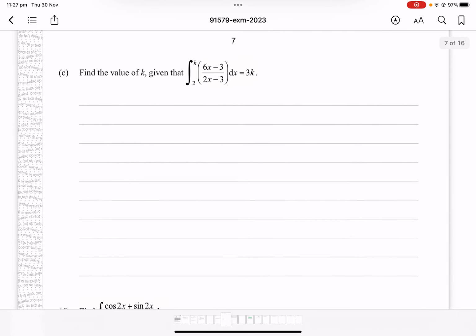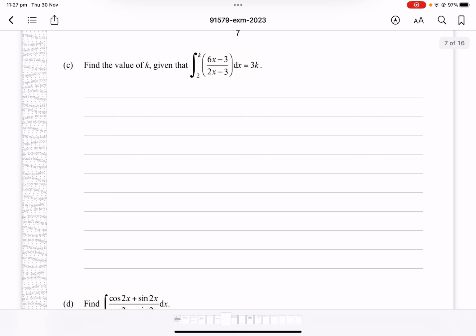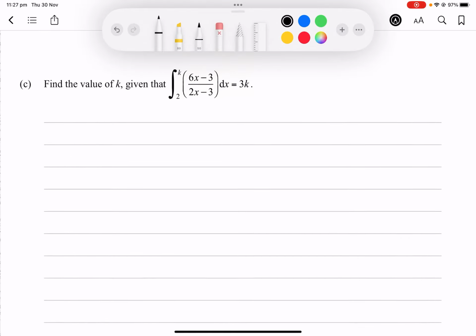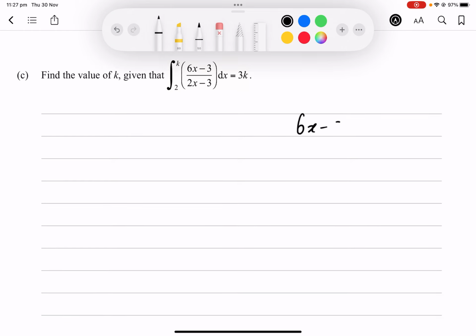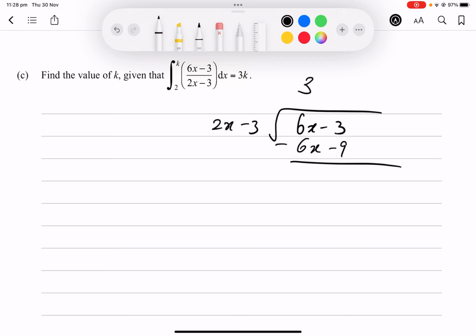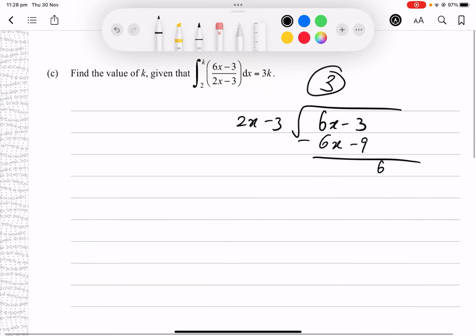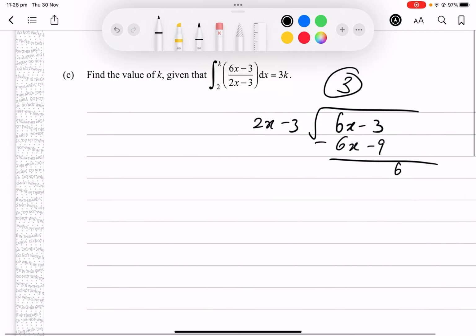Okay, next question. Find the value of k given that the integral between x equals to k and x equals to 2 of (6x minus 3) divided by (2x minus 3). So for these types of questions, I really just like doing a long division. Okay, so we simplify the problem. To get 6x, we need to multiply by 3. So we have 6x minus 9. Negative 3 minus negative 9 is going to be 6. So we have 3 as our divisor, and we have 6 as our remainder.